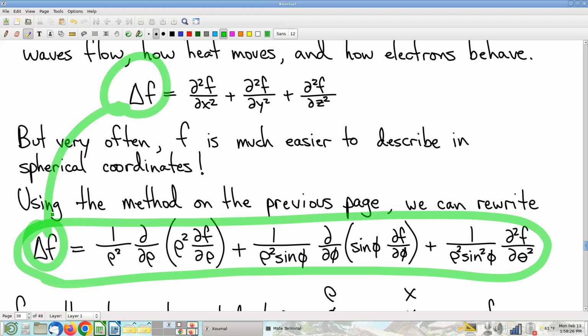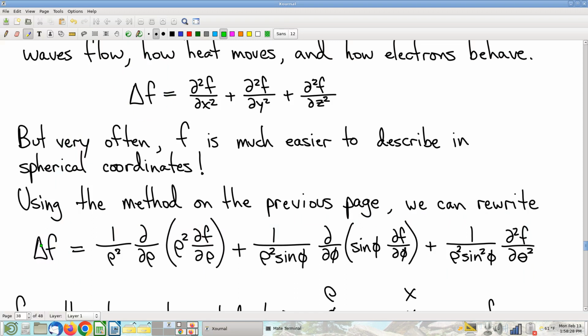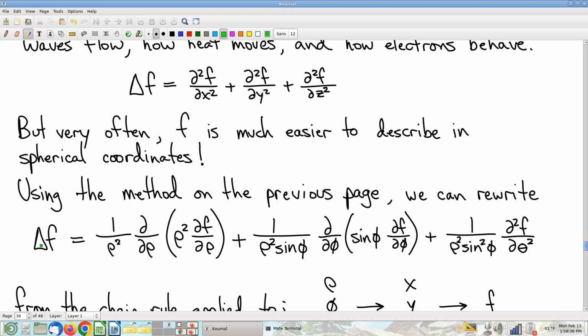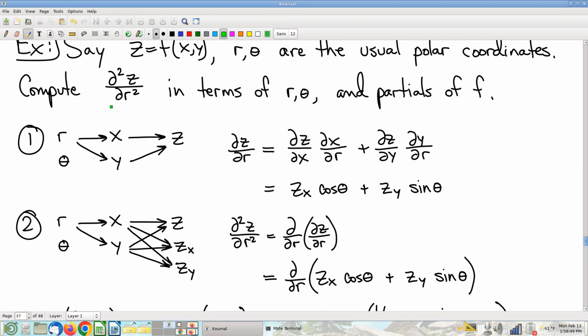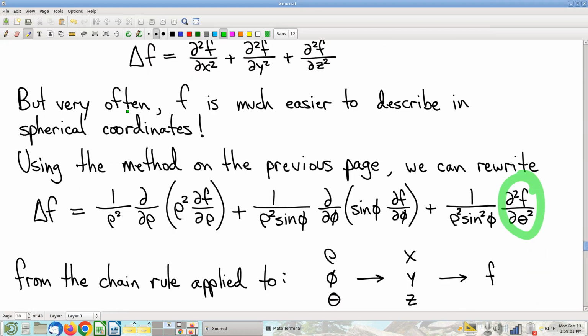Now, where did that come from? It basically came from the second derivative chain rule that we talked about on the previous page. So specifically, for example, you take this right here, second partial of f with respect to theta. Well, you can compute that much like we did the second partial with respect to r, right here. You've got to have a diagram and go slowly and carefully. It takes a little bit of effort, but you can totally crank out what this is.